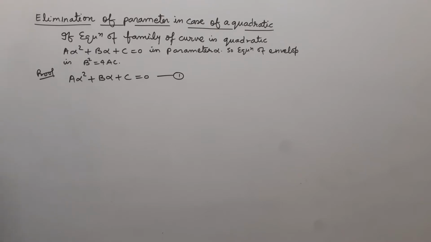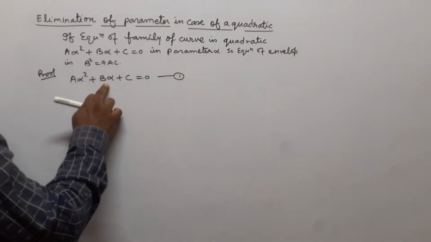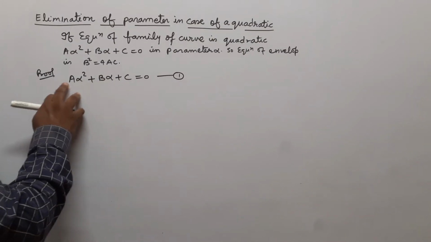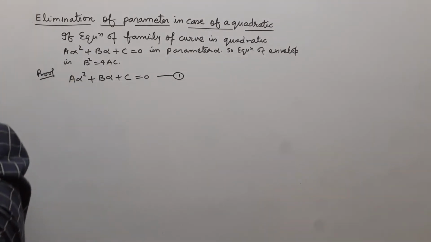Today we will prove this. If the equation of family of curves is quadratic, a alpha square plus b alpha plus c equal to 0 in parameter alpha, then the equation of envelope is b square is equal to 4ac. So first we write the equation of family of curves, a alpha square plus b alpha plus c equal to 0, where alpha is the parameter and this equation is quadratic. So find here the equation of envelope.